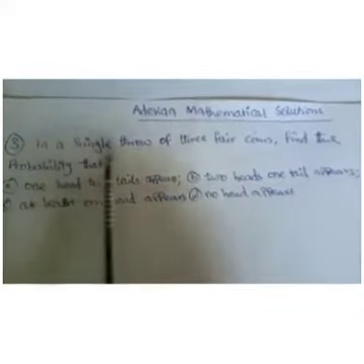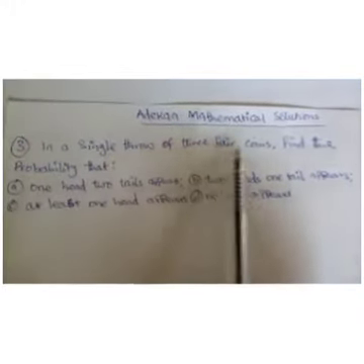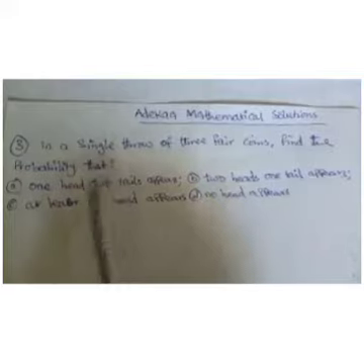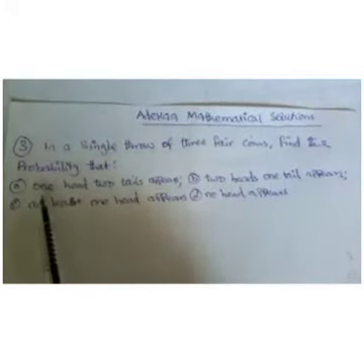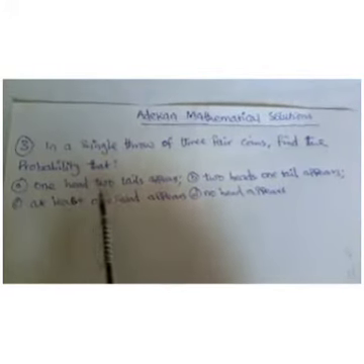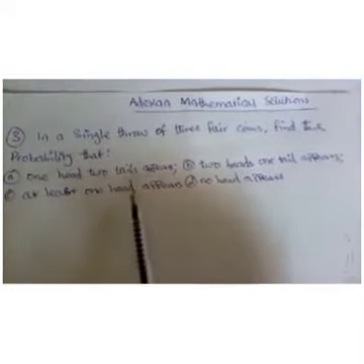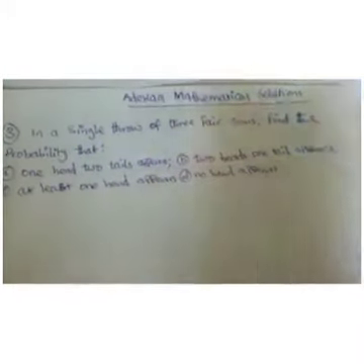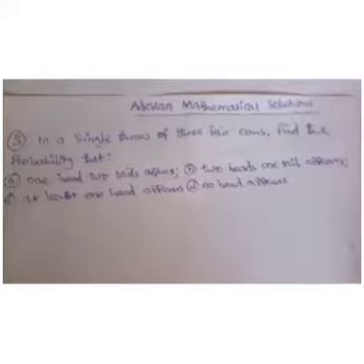Okay, example 3 says in a single throw of 3 fair coins, find the probability that A, one head, two tails appears, B, two heads, one tail appears, C, at least one head appears, D, no head appears.